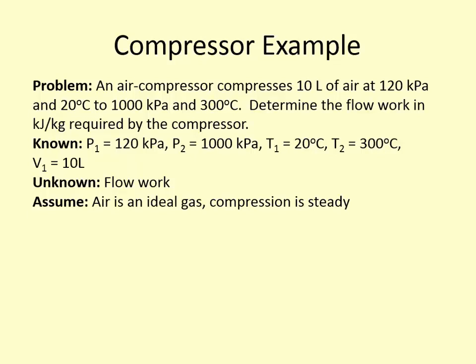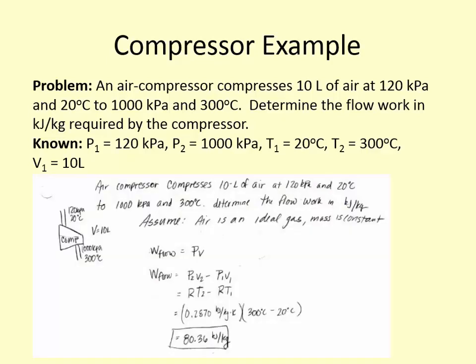So this flow work, when we look at it in terms of kilojoules per kilogram, is a lowercase w. The flow work is equal to pressure times specific volume. And in this case, because we're assuming that it's happening steadily, we can say that P2 V2 minus P1 V1 is equal to the flow work. Okay, we know the initial pressure, right? Do we know the initial specific volume?